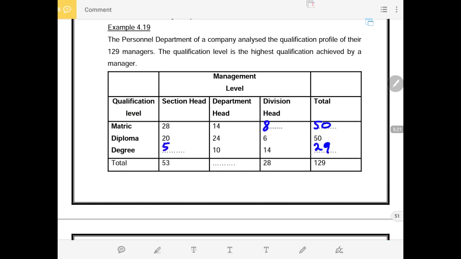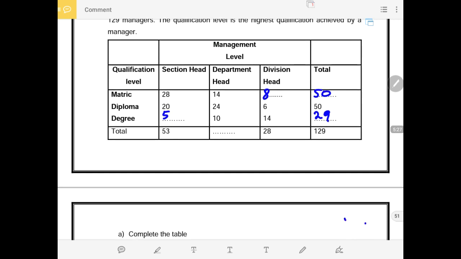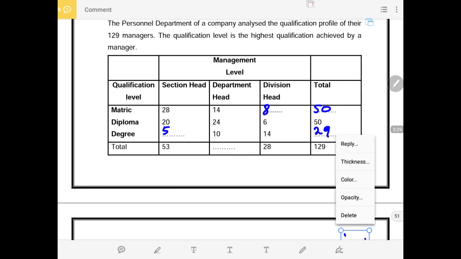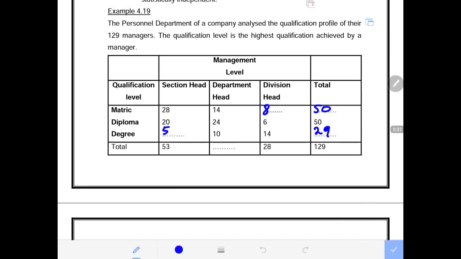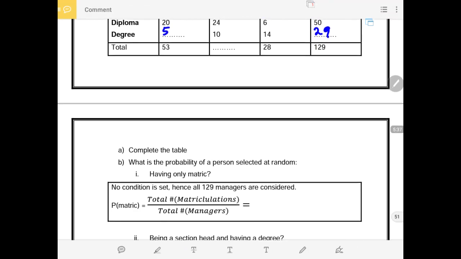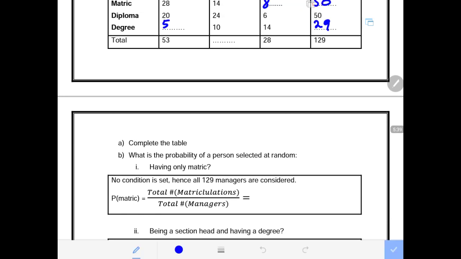Then we are now going to respond to the questions regarding the information that is provided to us. Please have at the back of your mind that we have 129 managers in this company that we are analyzing. The first requirement says complete the table. We have already completed the table, meaning we got our mark for the completion of the table.